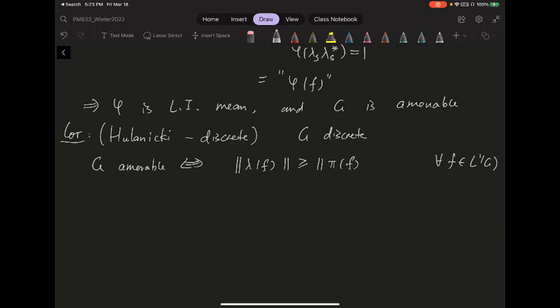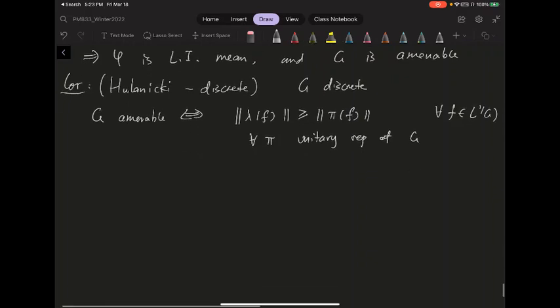So you have the norm of lambda f is at least the norm of pi of f for all pi, whether you treat it as a representation of the L1 space, or you treat it as a unitary representation of G, okay? It doesn't really matter, they're really the same. Okay, so amenability really means your left regular representation has this universal property, okay? Its norm is the universal norm. The proof is just really simple, okay?